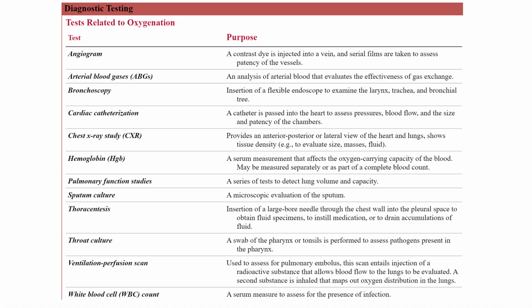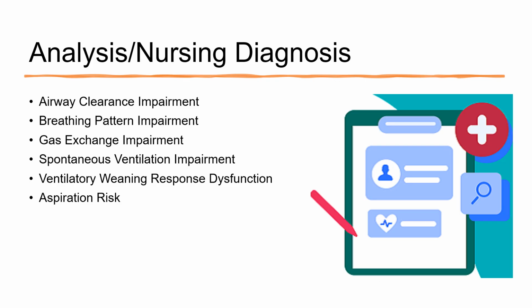This is a table from your Davis textbook. I liked it because it's really simple, so you can just skim over this. It shows some other tests, some labs and other diagnostic testing that we can check for oxygenation. All right, so our nursing diagnoses for patients that have respiratory issues. Here are some examples: airway clearance impairment, breathing pattern impairment, gas exchange impairment, spontaneous ventilation impairment, and so on.